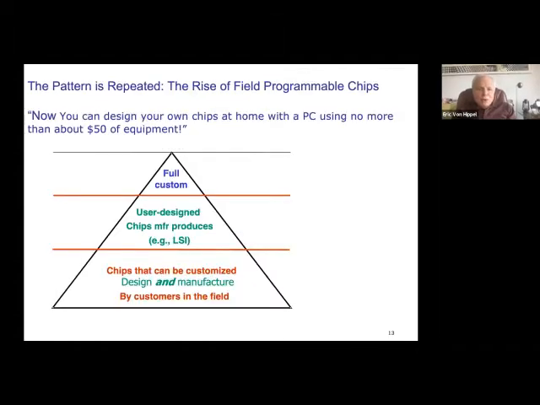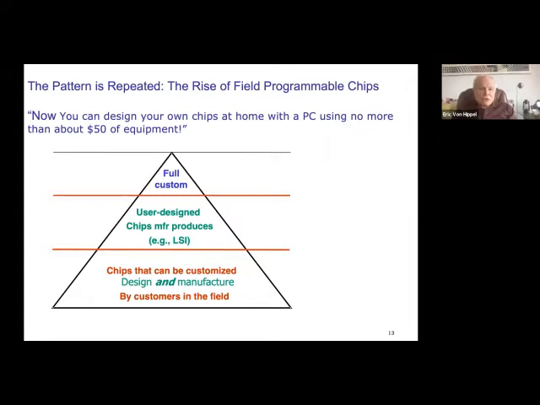And this happened once more. Field programmable. Now you can design your own chips at home for about $50 worth of equipment. And so suddenly, everybody could make their own chips, and the manufacturers sold many, many more chips. So it was a good economic decision to transfer via a toolkit what the customer needed to develop for themselves a new product that you would then manufacture.